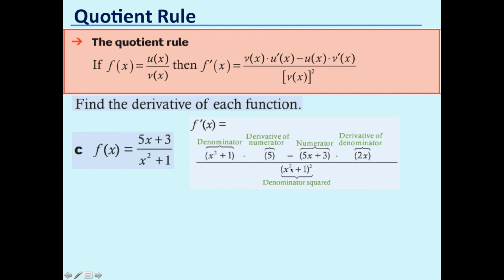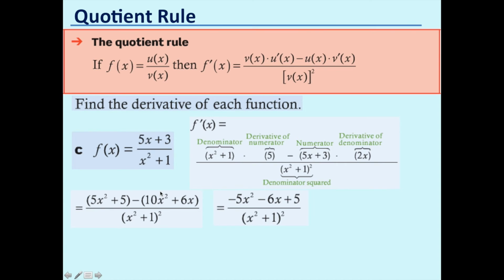Now typically we won't actually need to expand the denominator. If we expand the numerator out at least, you end up with 5x squared plus 5 minus brackets 10x squared plus 6x. We can therefore simplify that to give us minus 5x squared minus 6x plus 5 all over x squared plus 1 all squared. And as I said, we don't need to expand that. Here is another question which you might want to try yourself.